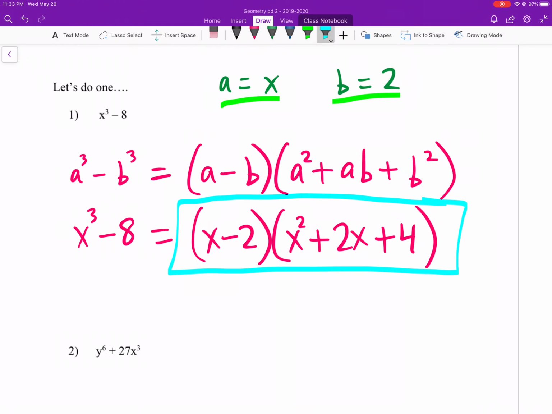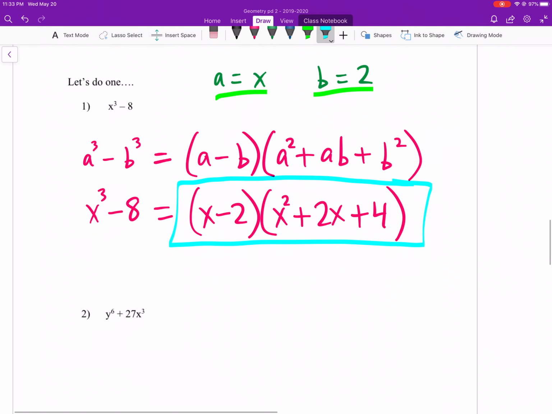And we're going to go through 3 more. If you want, now might be a good time to pause the video and try the next one, but if you want to watch another one, that's fine too.